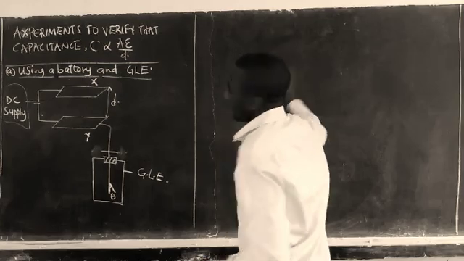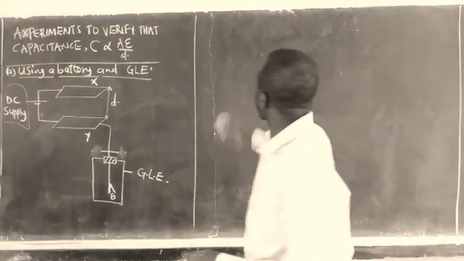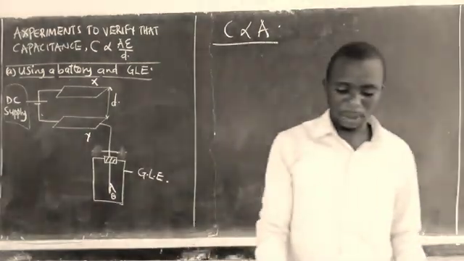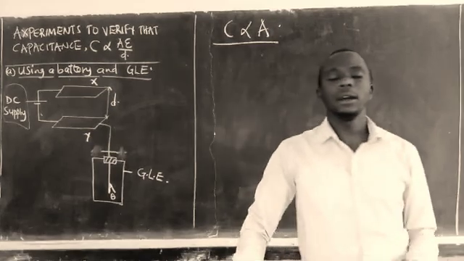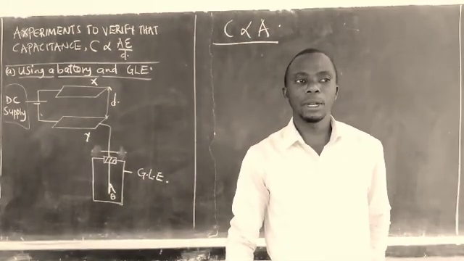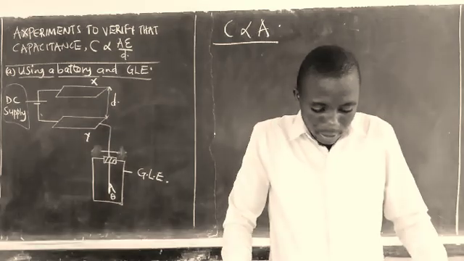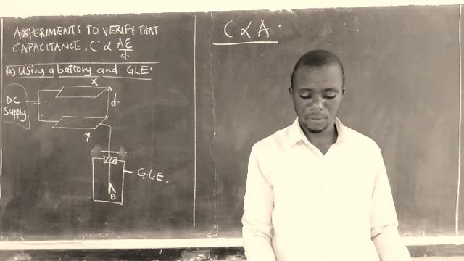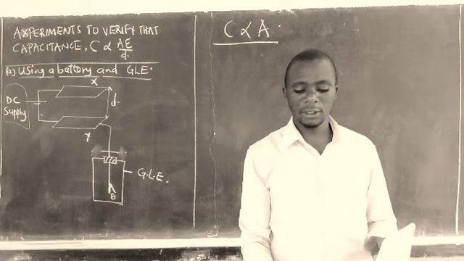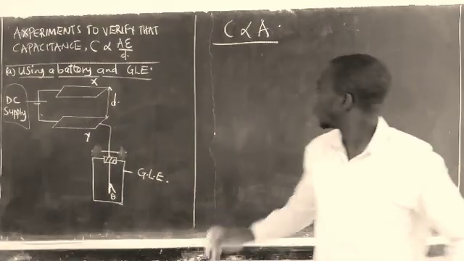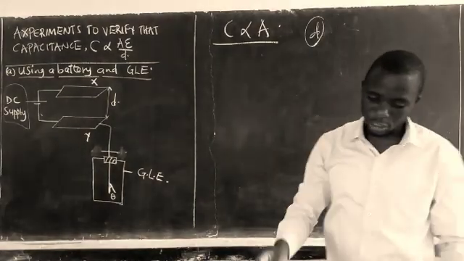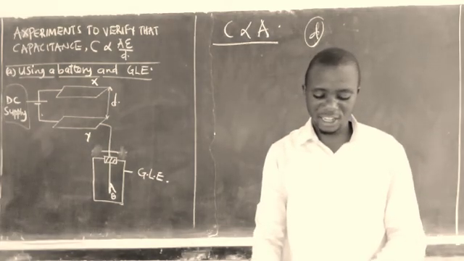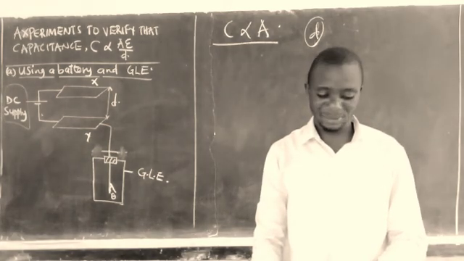Okay, so now we shall have experiment 1, to show that capacitance is proportional to A, that's the common area of the capacitor plates, the area between the capacitor plates. Air is kept between the capacitor plates, and the separation D is kept constant throughout the experiment.